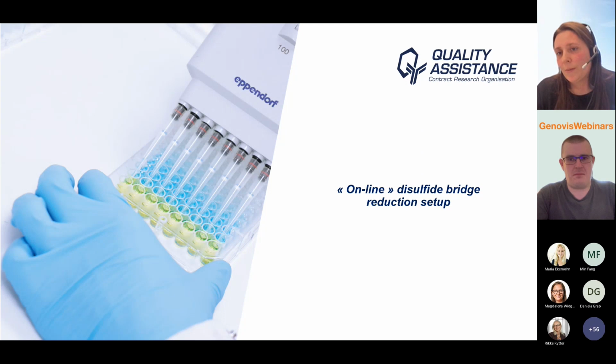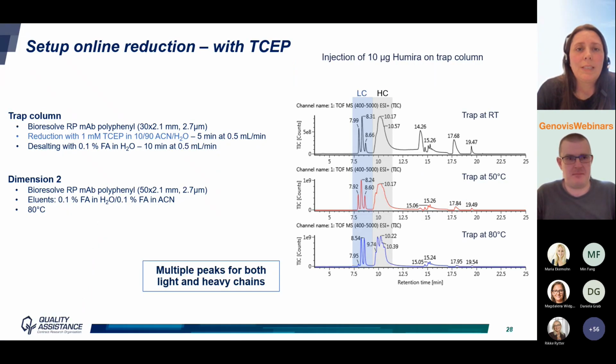Now I will show you how we set up the disulfide bridge reduction online, so on this 2D system. We did the first test with TCEP that we solubilized in 10% acetonitrile. We used Humira as a model antibody for this test. We injected it on the trap column and started to send the flow of TCEP on this trap column to be able to reduce while it's still trapped on the column, and eluted on the second dimension with a BioResolve column with regular RP conditions.